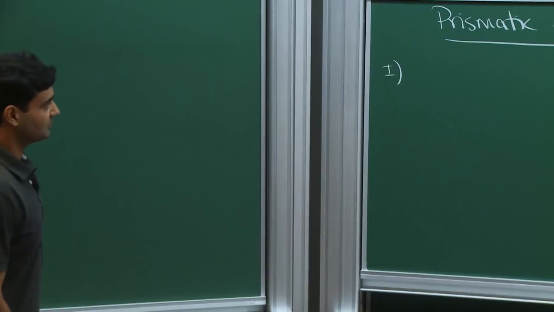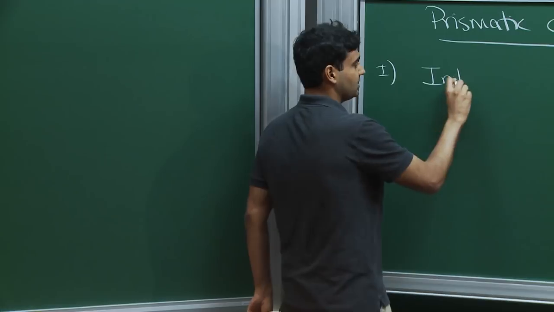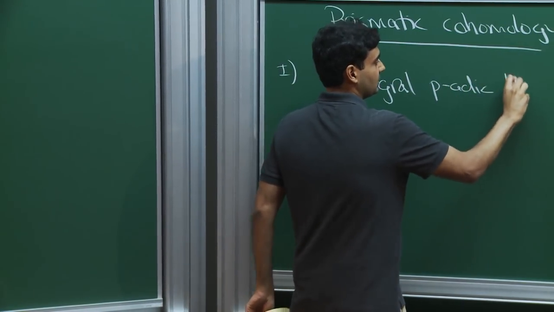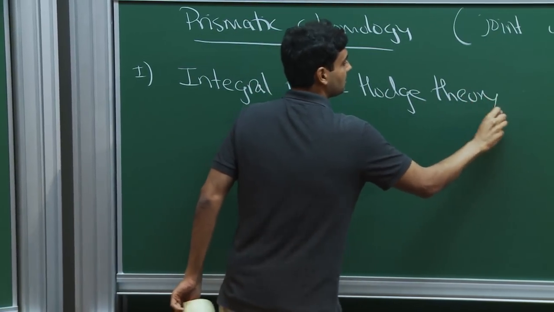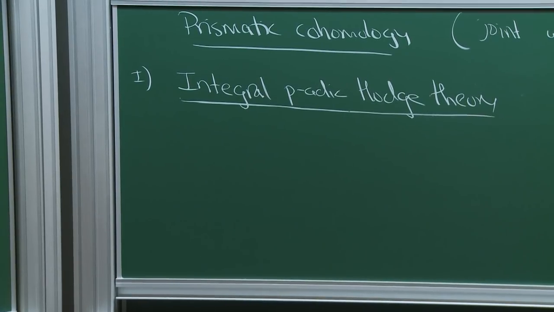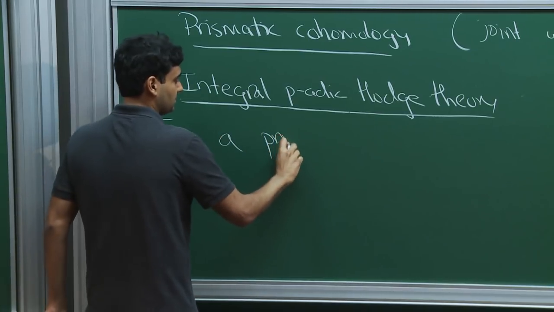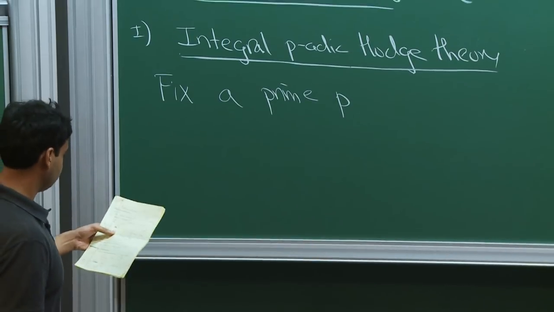Okay, but let me begin with the motivation for what this prismatic cohomology theory is, or where it came from. It comes from integral p-adic Hodge theory, and the result we proved recently with Matthew. So let me recall the setup. You fix a prime p once and for all throughout this talk.